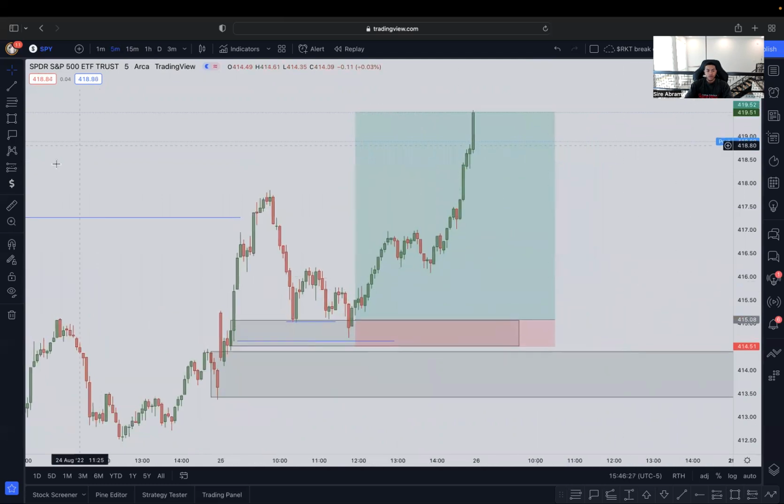Now when it comes to finding our targets, we're just going to target supply zones and we're going to target higher highs.